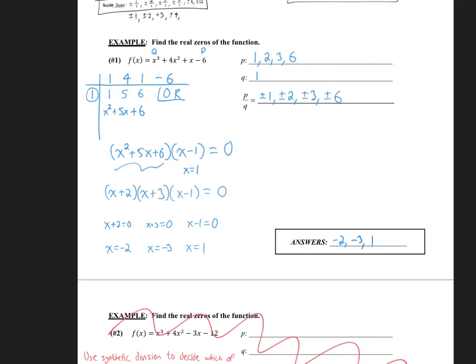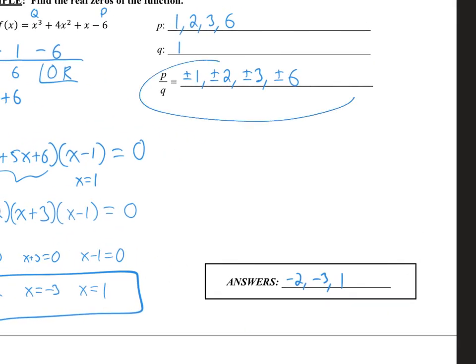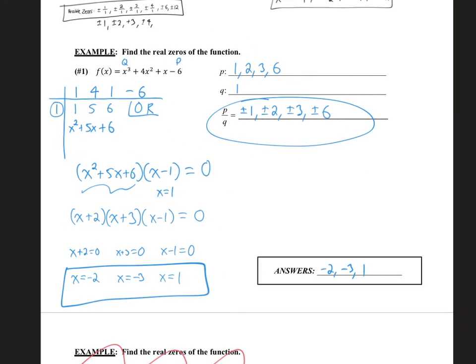So you can see that negative 2, negative 3, and 1 were all possible answers up here. But by finding one of the factors, we can factor the rest of it without having to do synthetic division and test 2, 4, 6, 8 possible answers. We kind of saved ourselves some time here, okay? So the p over q's will tell you your possible zeros, then you use synthetic division to find one of the factors. And then after that, you want to try to factor what's left over and see if you can find the other zeros without having to do synthetic division for every single possible zero, okay?